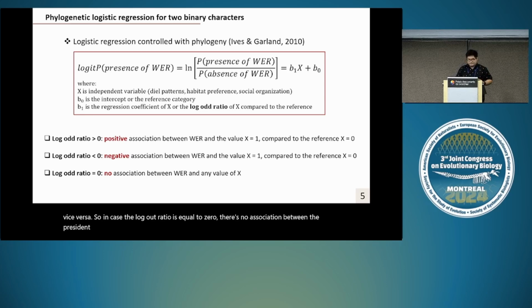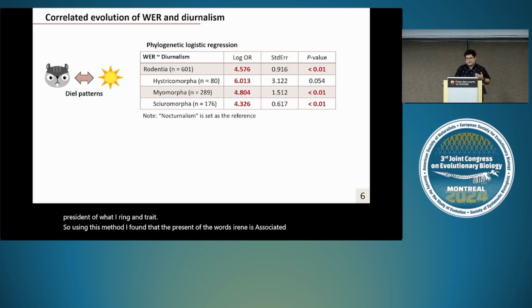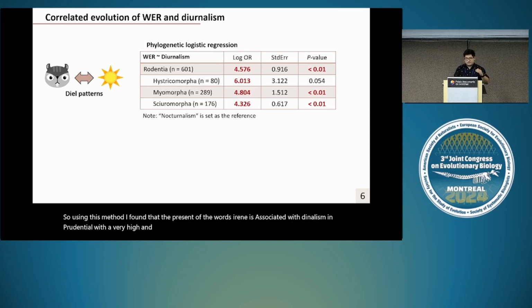So using this method, I found that the presence of the white eye-ring is associated with diurnalism in Rodentia, with a very high and positive log odds ratio of nearly 4.6 compared to nocturnalism, which is the reference in this case. This finding is consistent with the results found in 3 independent lineages.